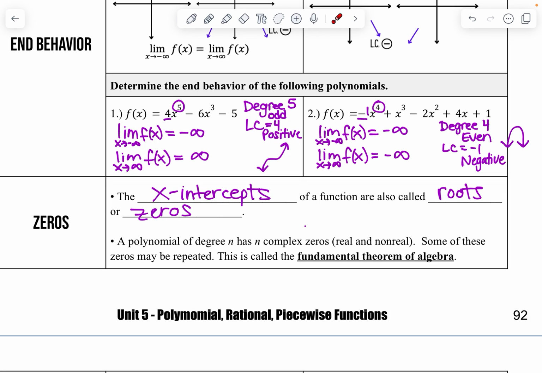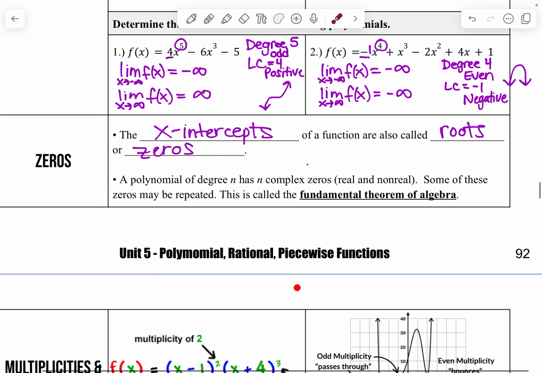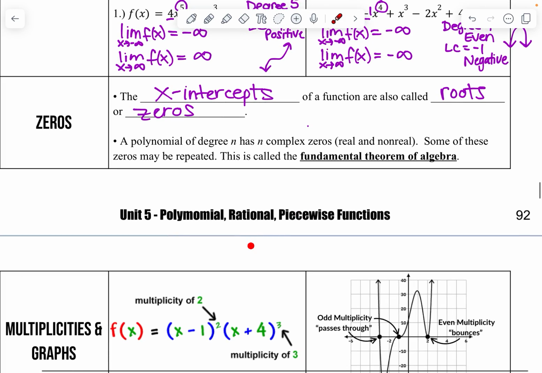So a polynomial of degree n has n complex zeros, real and non-real. Some of these zeros may be repeated. This is called the fundamental theorem of algebra. So the degree tells us the number of solutions. But again, we'd have to count double roots twice, triple roots 3 times, and so on.